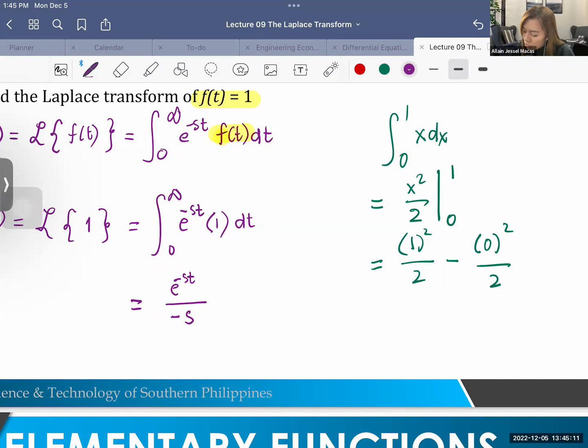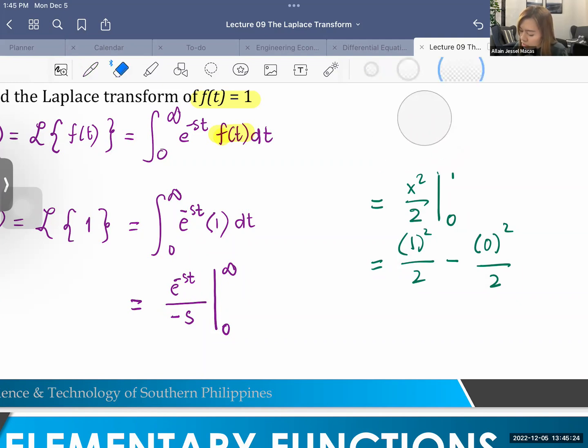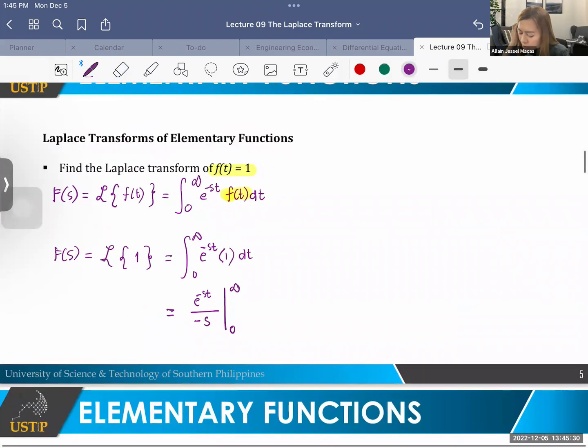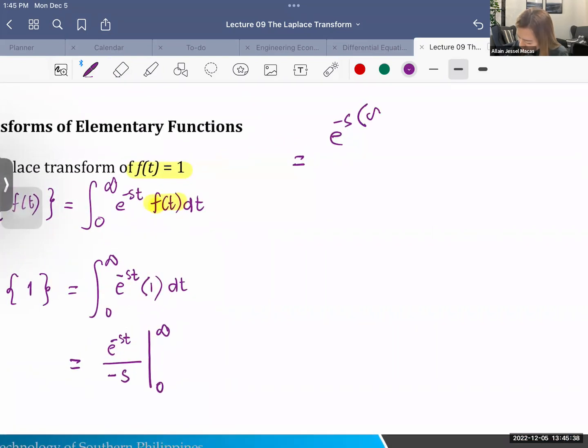So if we have 0 to infinity, we evaluate from 0 to infinity. Now, for this 0 and infinity, which variable do we substitute into? S or T? T, ma'am. Correct, T, because it's dt; we are evaluating with respect to time. So we evaluate: e to the negative s times infinity over negative s, minus e to the negative s times 0 over negative s. So, what can you conclude?